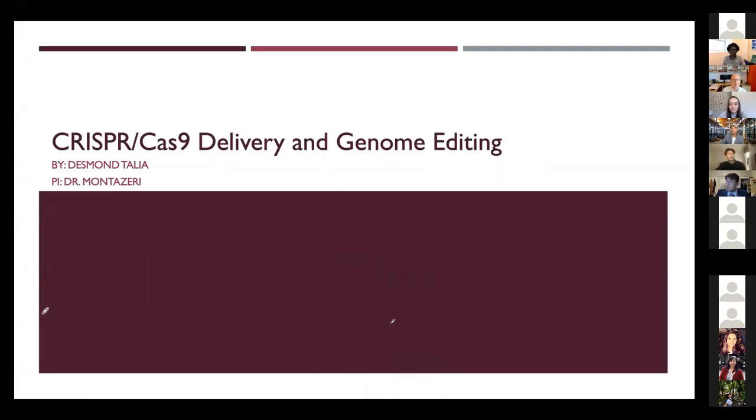Okay, thank you for the introduction, Dr. Ogba. So my capstone's research is on CRISPR-Cas9 delivery and genome editing, specifically looking at CRISPR-Cas9 to knock out expression of the RPS6KA5 gene in breast cancer cells.